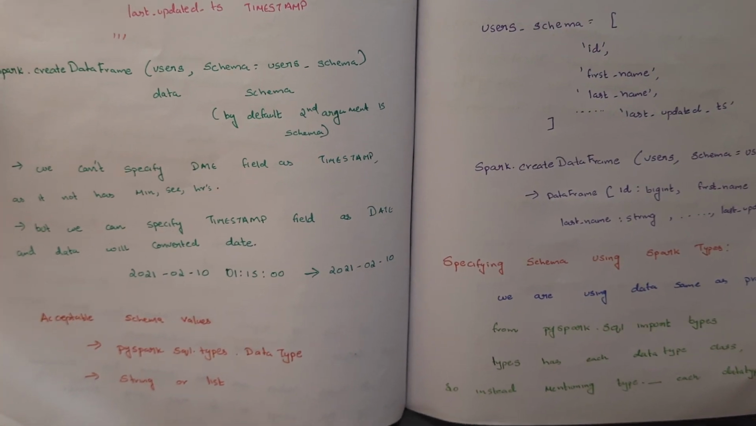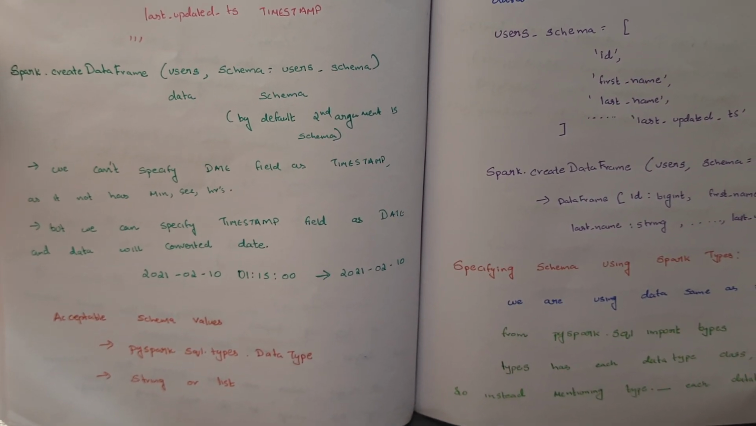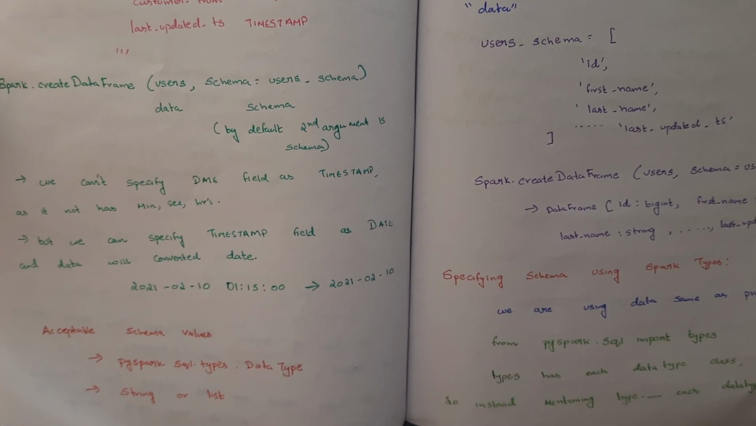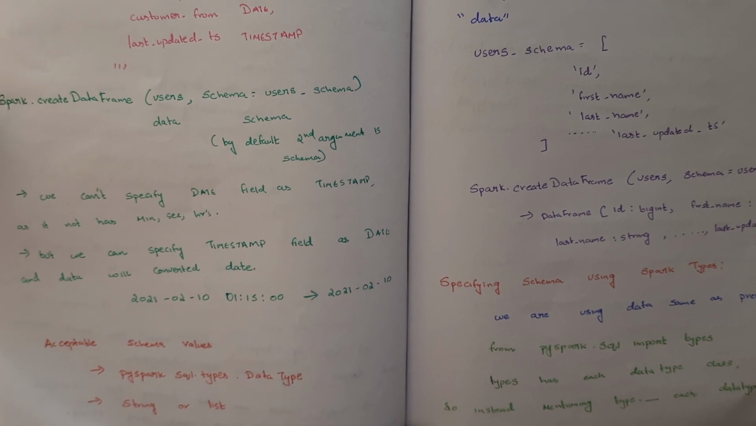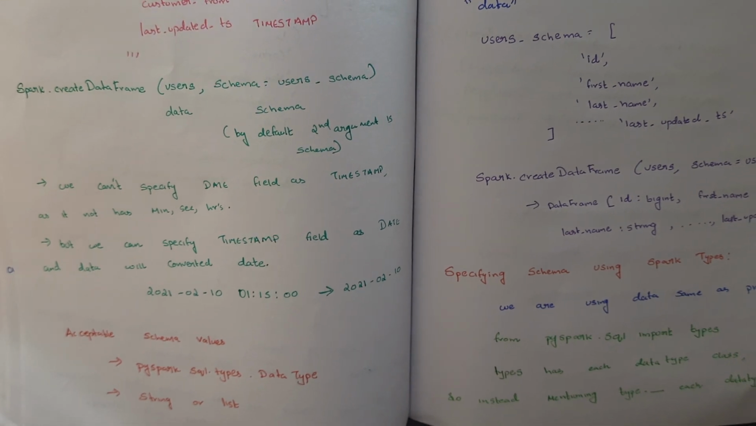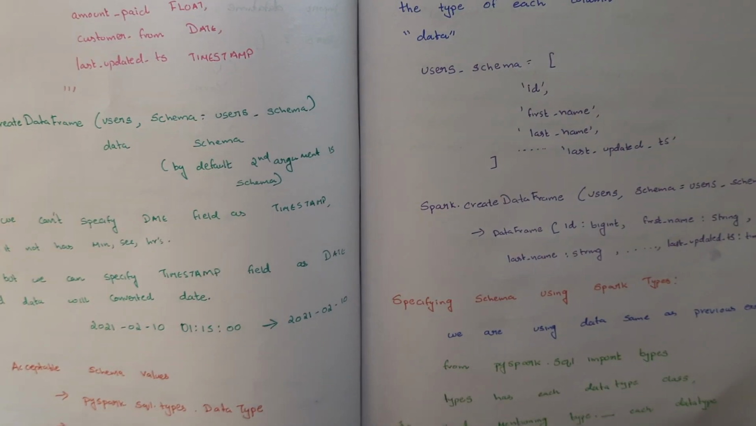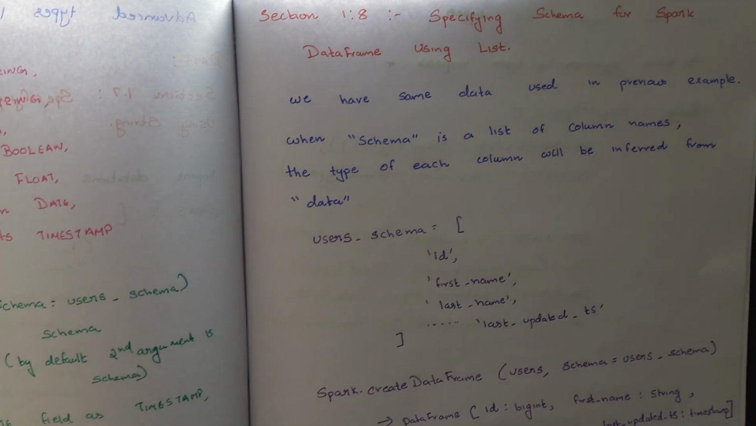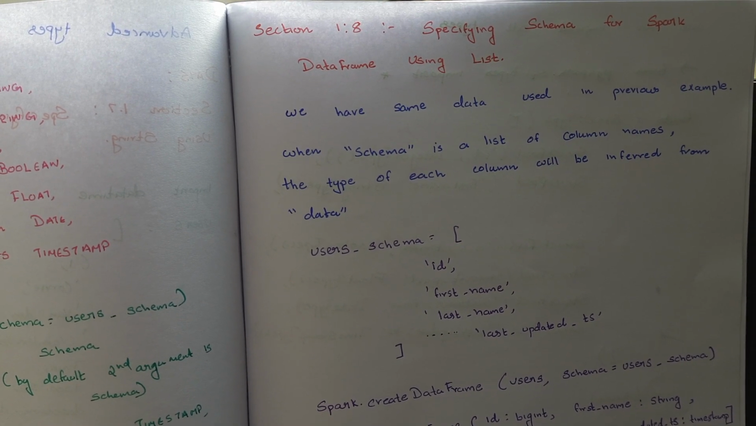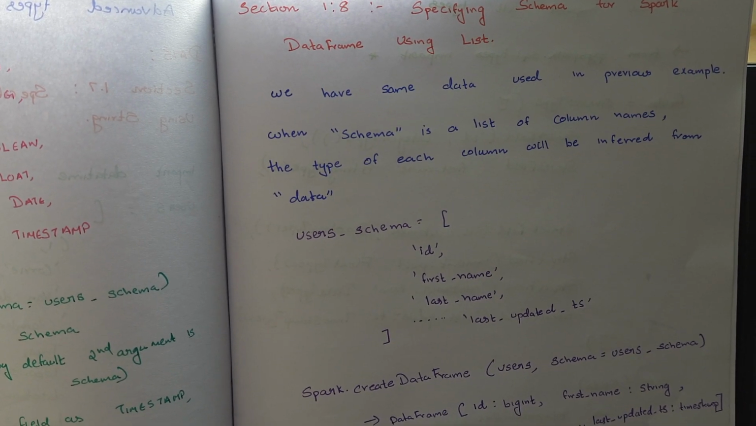So we have seen that for a schema there are multiple ways to provide it: we can provide a string or a list as a schema. Also we can provide the pyspark.sql.types.DataType. We will see the list and pyspark.sql.types.DataType in upcoming sessions. So the next session is session 1.8, specifying a schema for a Spark data frame using a list. In the previous session we have seen how to specify a schema using a string.